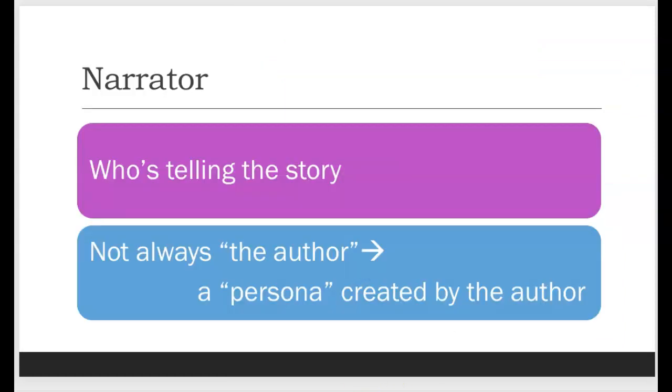Narrator, we are always going to have a narrator. And I don't want you to get confused with who's telling the story versus who's writing the story. The narrator and the author are not synonymous. They're not the same. A lot of times an author is going to give us a persona of someone telling the story. That's not necessarily the author, him or herself, but the person created to tell the story.